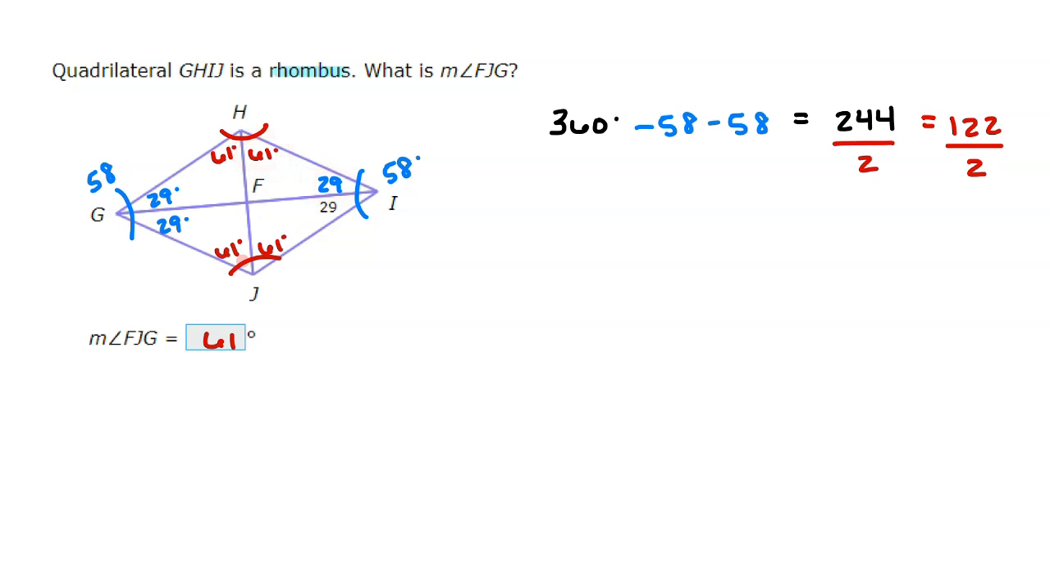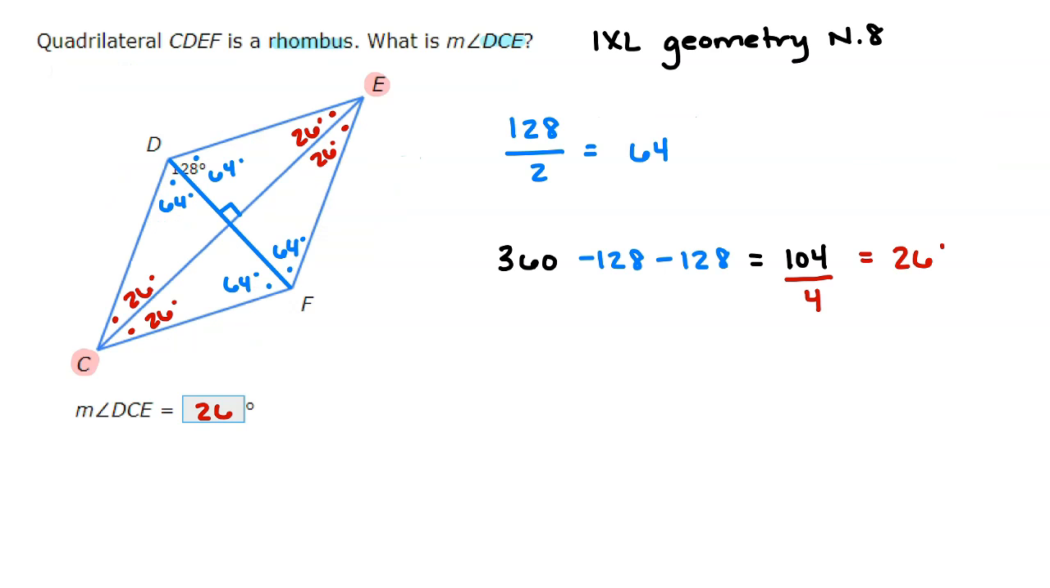61 and 29 makes 90 degrees. Vertex angle F will also be 90 degrees. 90 and 90 makes 180. And back to that first example, 64 and 26 makes 90 degrees. The additional 90 degrees to complete the triangle is found here at the vertex in the center of the rhombus.